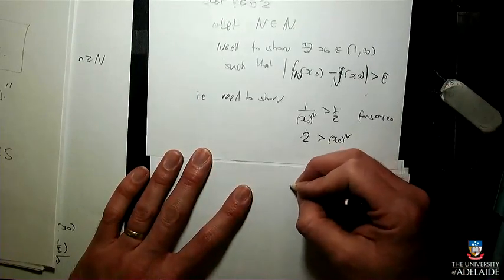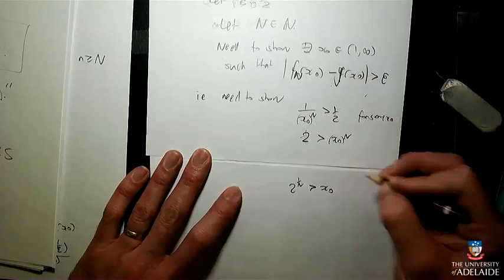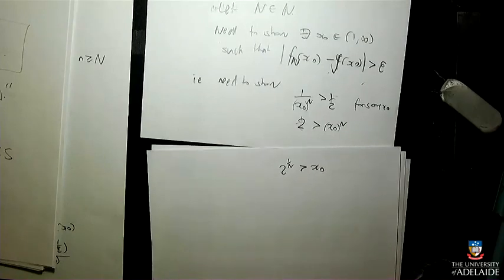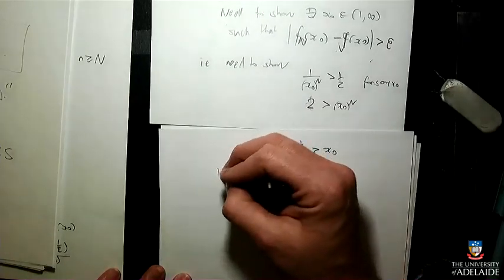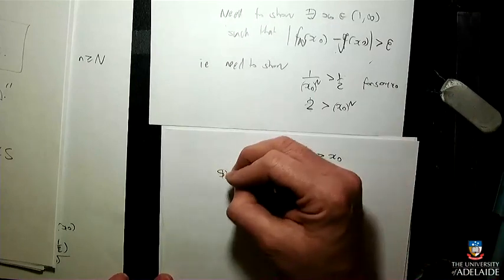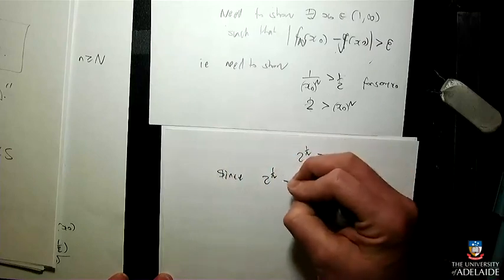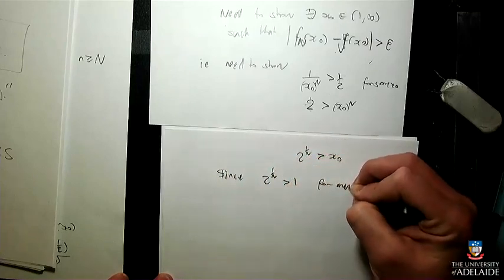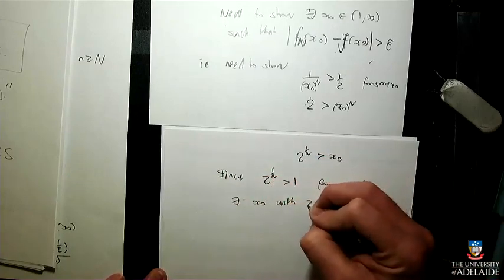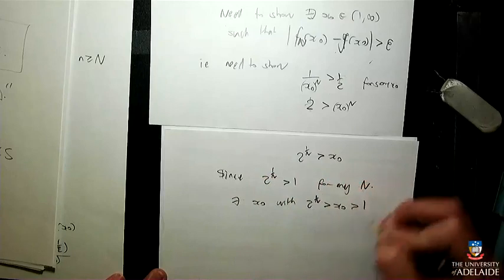So I need the nth root of 2 to be greater than x naught. Okay? So since x naught is greater than 1, and the sequence of 2 to the 1 on n approaches 1, I can pick an n that gets it within the right zone. So I'm just going to need to talk that out. So since 2 to the 1 on n is greater than 1 for any n, yeah, there exists an x naught with 2 to the 1 on n is greater than x naught, which is greater than 1.